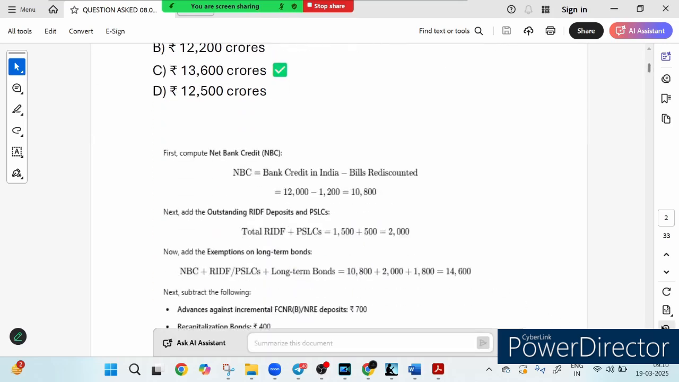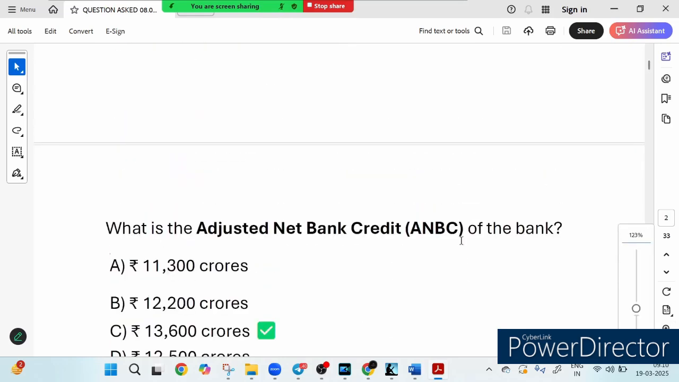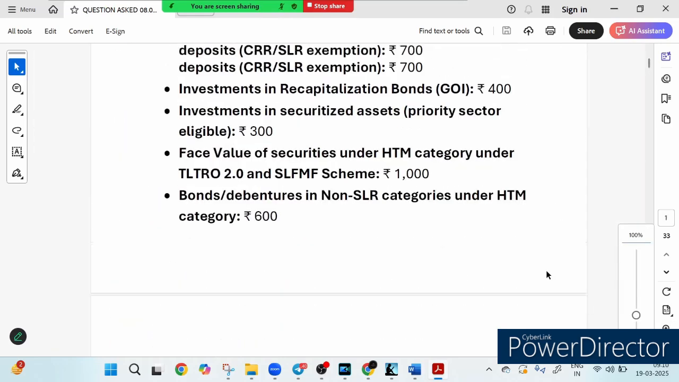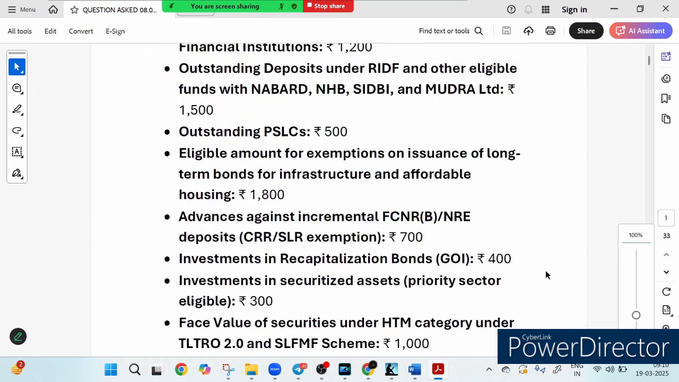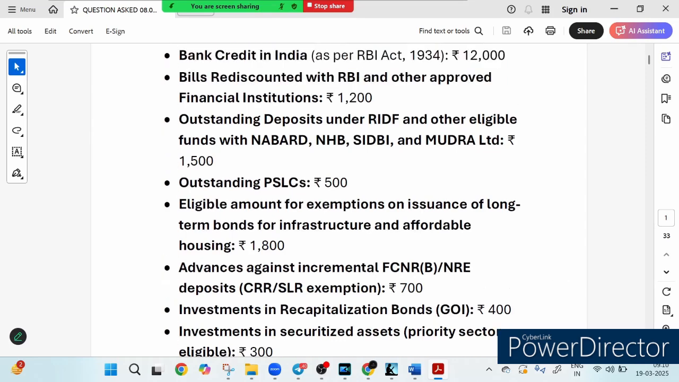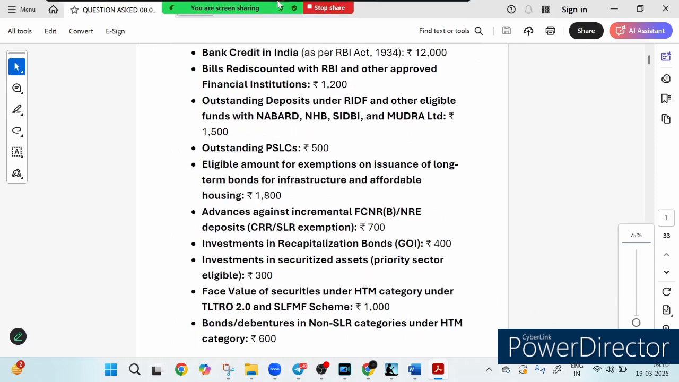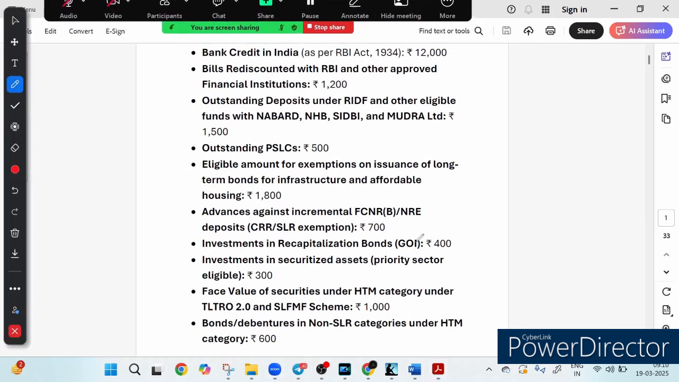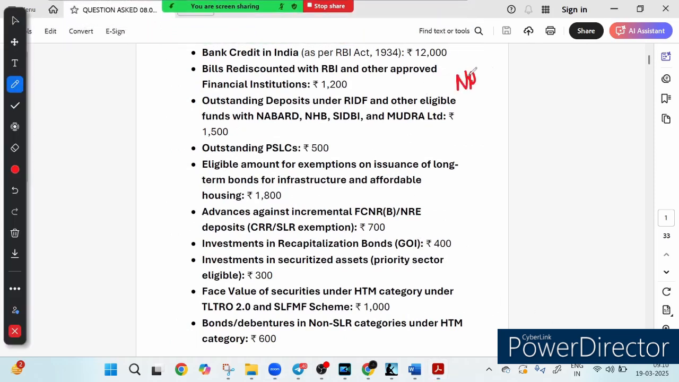How do you go about calculating it? Right. So friends, let us calculate it step by step. This data has been given. First of all, you must know the formula for calculating net bank credit. Do you know it? Let me write it down. The formula for net bank credit, NBC, is equal to bank credit in India minus bills discounted.